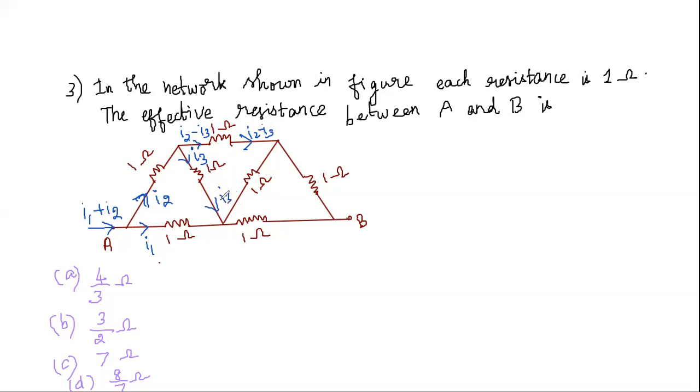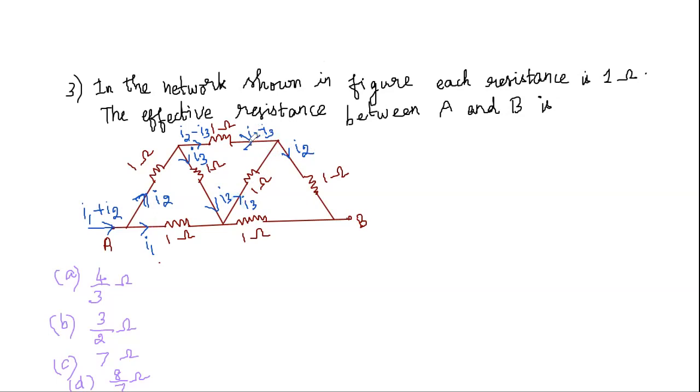Here you have I3. After coming over here, the same I3 flows here. And here you will be having I2, because at this junction you are having I3 towards the junction and I2 away from the junction. Okay, I think you can understand. At this junction you have I2 moving away and I3 coming towards the junction.